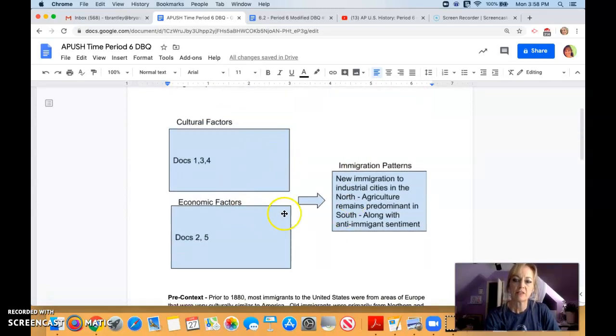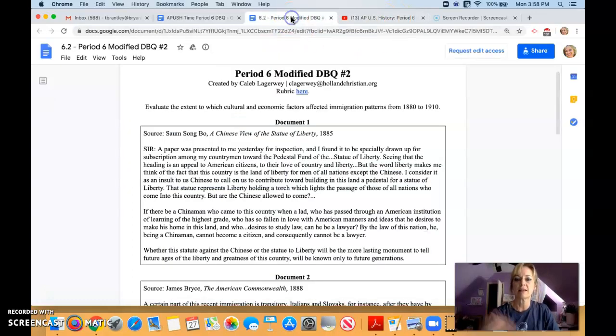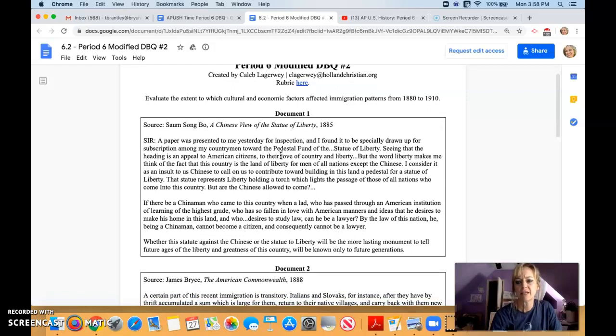And so once I have this done, okay, I know this is the graphic organizer that I'm going to use. Okay, before, let me back up just a minute. Before you know that's going to be what you're going to use, the first thing I did is put cultural here and economic here, and then I go back and I look at my documents. And you'll have time. I don't want to take too much time in this video because you're going to have access to the DBQ.